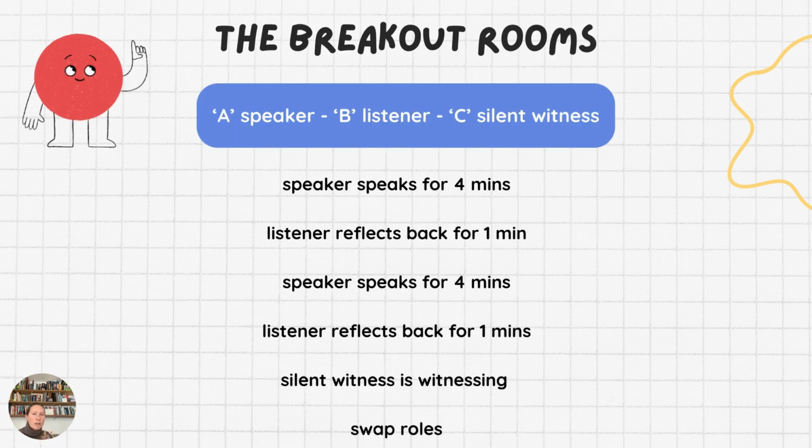This is the structure for the breakout rooms. You have 3 people and each person has a role. Person A is the speaker, person B is the listener, and person C is the silent witness. And you'll get broadcast messages telling you exactly what to do every step of the way. The speaker speaks for 4 minutes. It can be good to talk about something that's happened recently, in the last 7 days perhaps, nothing that's totally overwhelming at this point. And the listener reflects back for up to a minute.